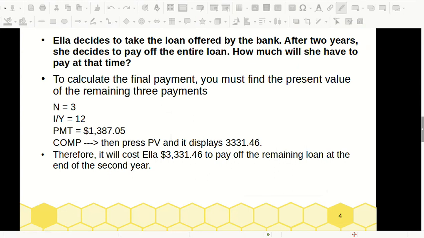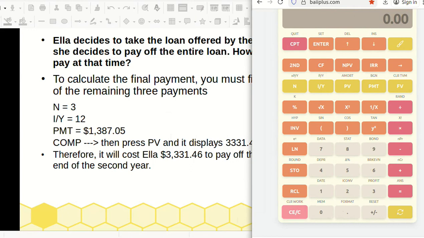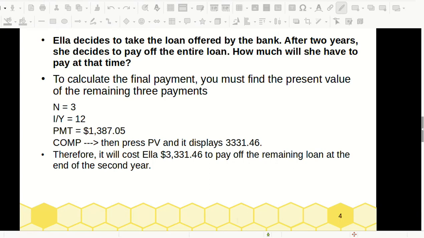So, to calculate the final payment, you must find the present value of the remaining 3 payments. So, the calculation is 3 is your N, 12 is I/Y, the periodic payments is $1,387.05. Compute the present value. Yes. So, the present value is $3,331.46. Therefore, it will cost Ella $3,331.46 to pay off the remaining loan at the end of the second year.